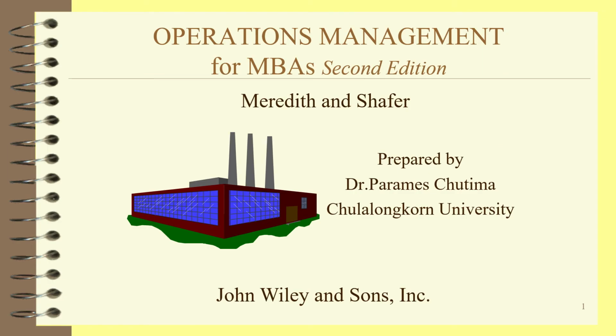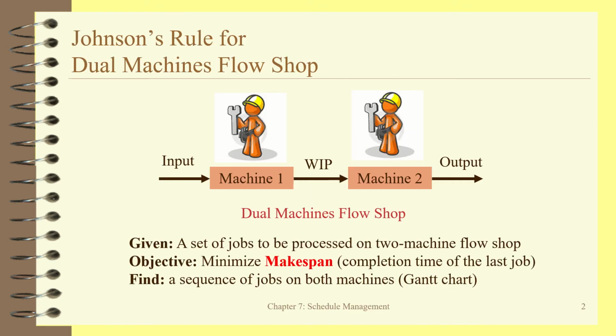Good morning, everybody. Today we are going to focus on the dual machine flow chart. It has very simple rules. The configuration today of the flow chart consists of two machines, the first machine and the second machine here. This is the physical configuration. There will be input here, and after finishing machine 1, the job will go to machine 2 and then come out of machine 2 as a finished good. This is the physical configuration of the dual machine flow chart.